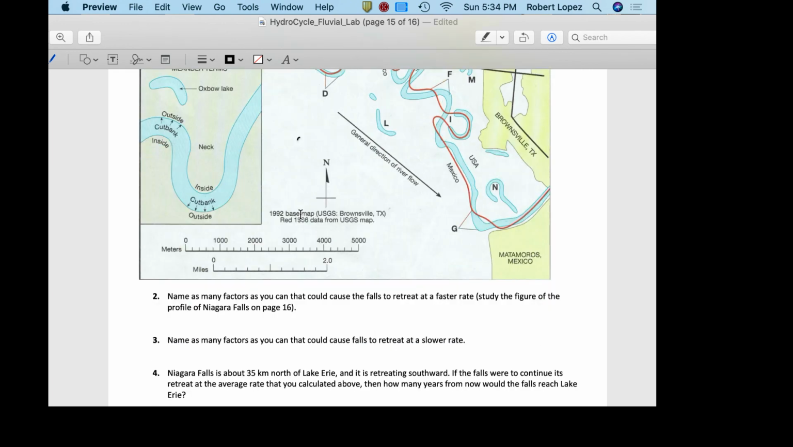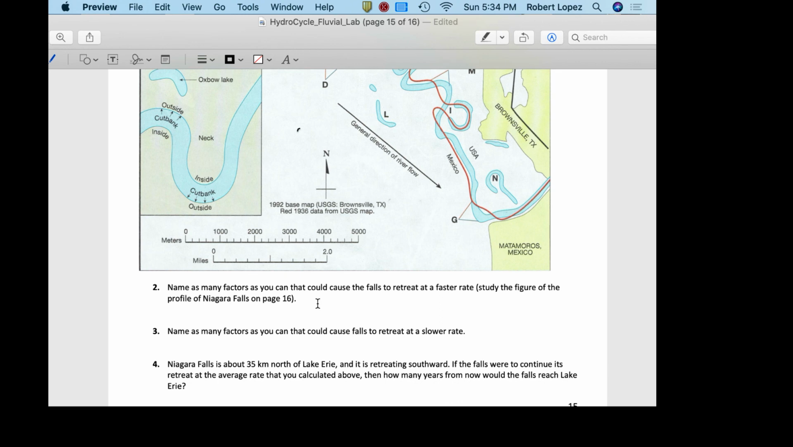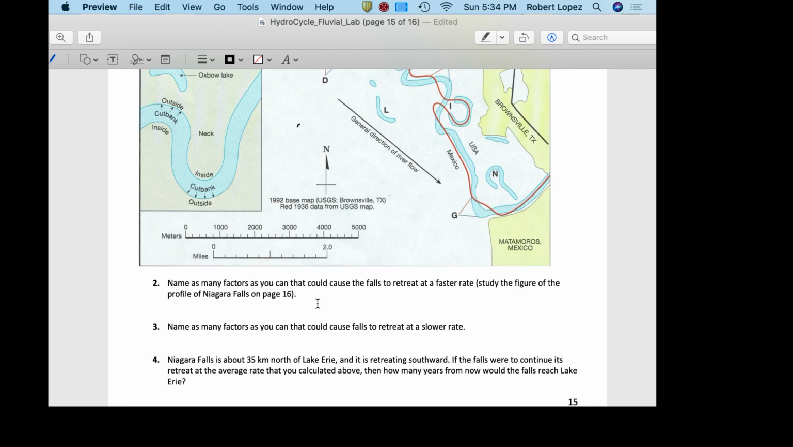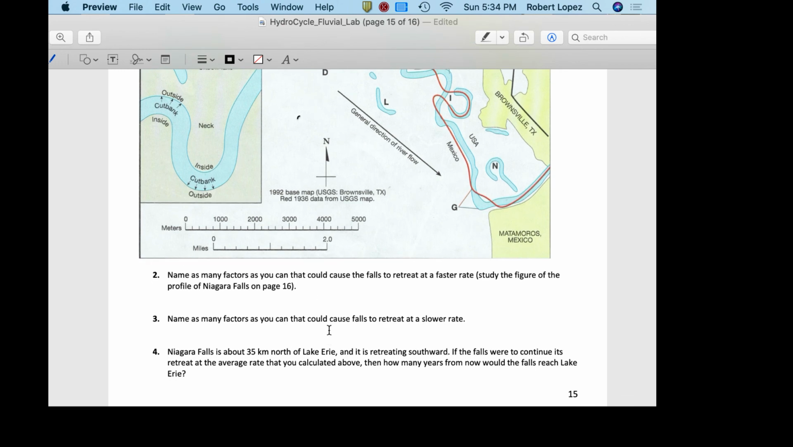So let's look at question number two. You've got to name some factors that could cause the falls to erode faster, for example, more discharge, more water, softer rock. Other things like that you might want to think about. How can you make the rate go slower? Again, think about some factors there.